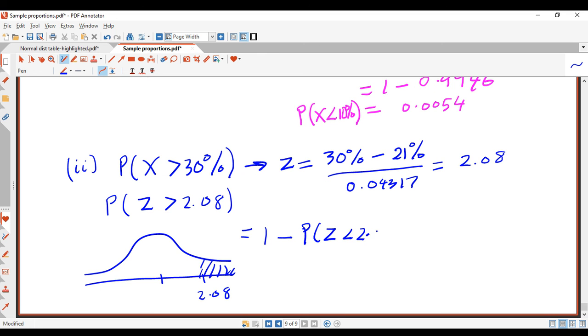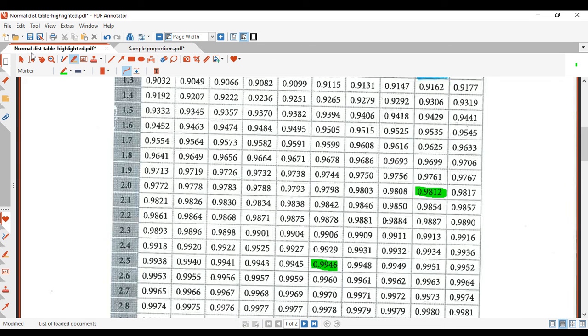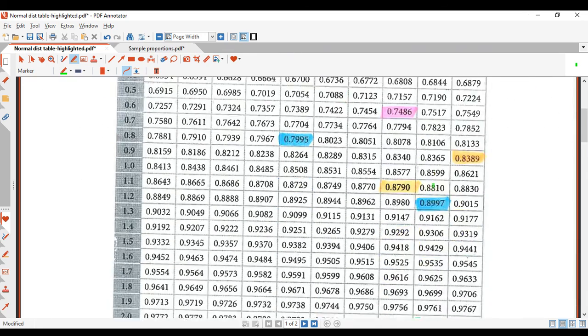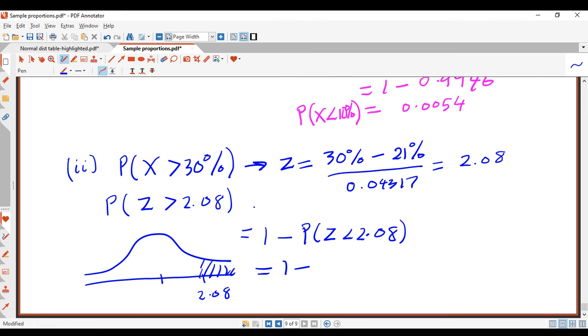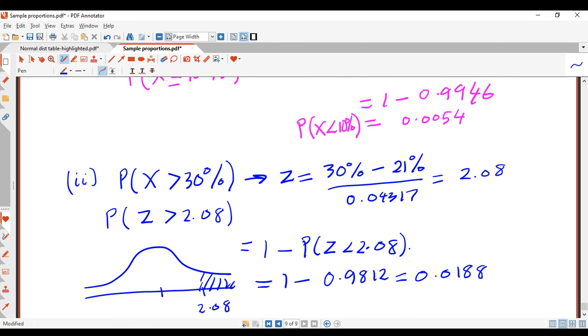Okay. So to get that region, we're going to do the same thing as before, and that is we are going to say that the probability equals 1 minus the probability that Z is less than 2.08. Okay, so we've got to go back to our table, find 2.08. So 2.08, I've got it highlighted. So there's 2.0. And then this is the 8 column for the second decimal place. So it's 0.9812. So let's write that down. 1 minus 0.9812, which equals 0.0188. Okay, so that's the last answer.